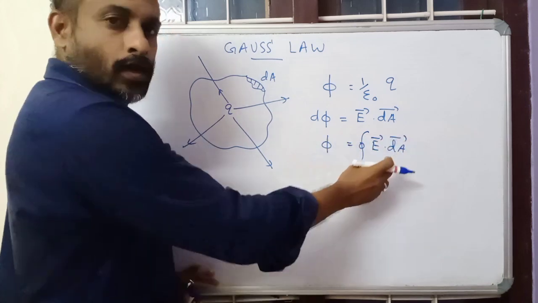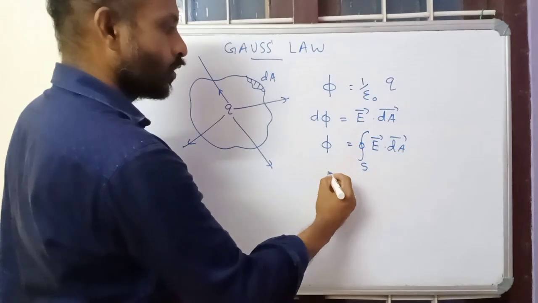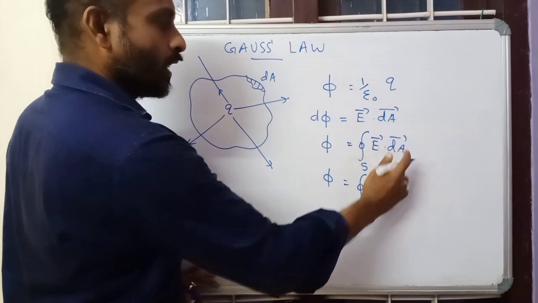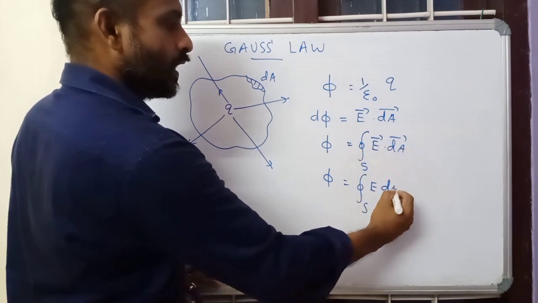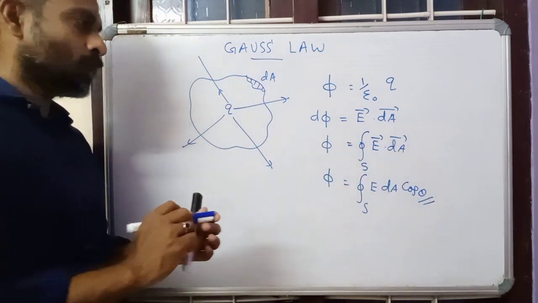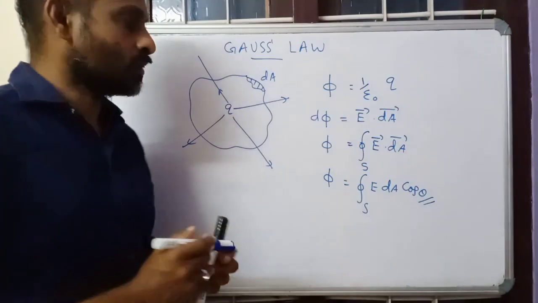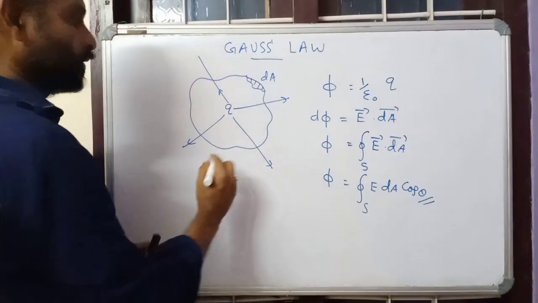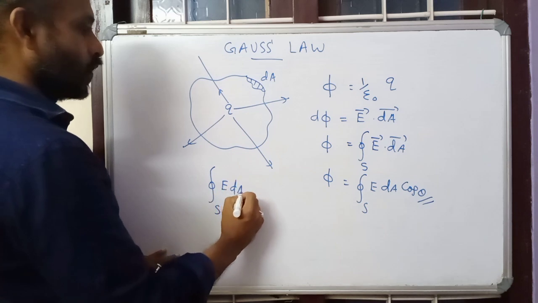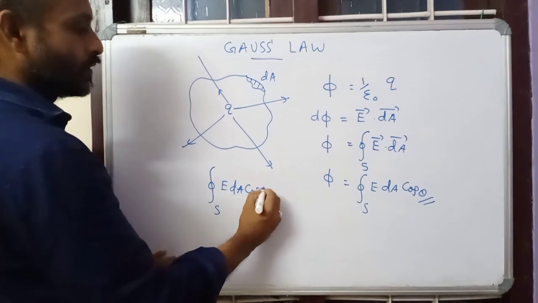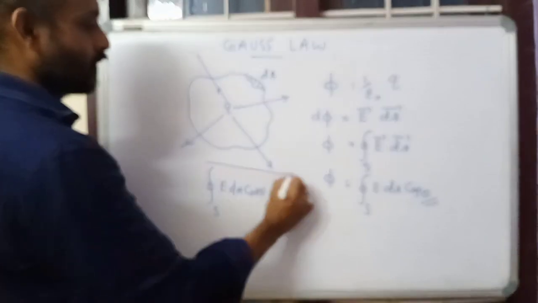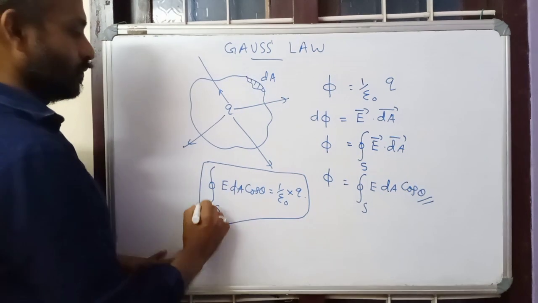Now we can take the dot product. When you take the dot product, phi is equal to the closed surface integral of E dA cos theta. Here what is the angle theta? Theta is the angle between the electric field vector and the area vector. So the closed surface integral of E dot dA is equal to 1 by epsilon 0 times the net charge enclosed by the surface. This law is known as Gauss's law.